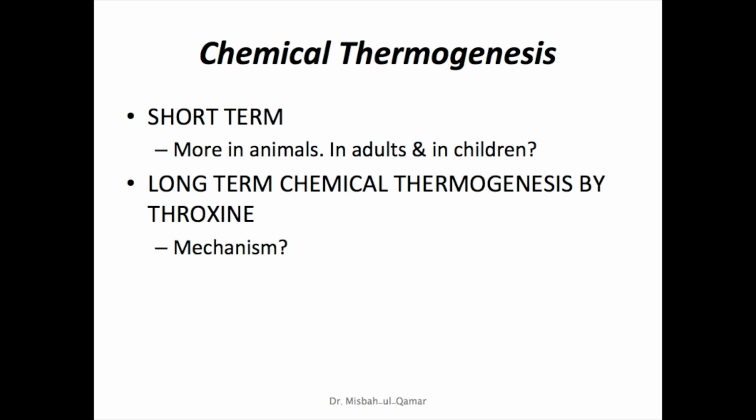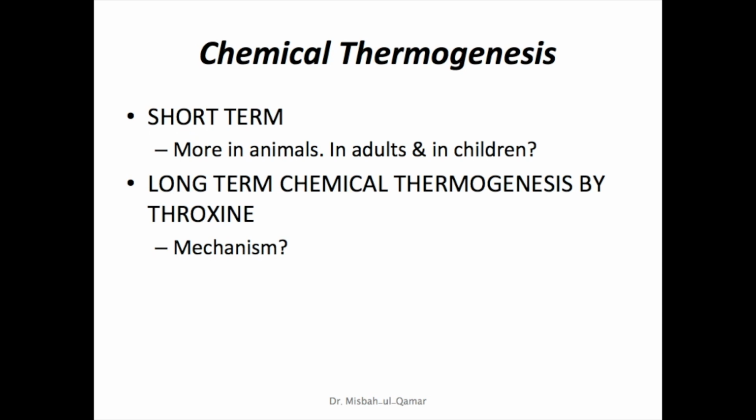Well, don't get your hopes very high, because this phenomenon is only more pronounced in animals having brown fat. As far as humans are concerned, in adults, only a 10 to 15% increase in the heat production occurs by the chemical thermogenesis. But in children, the heat production can increase up to 100%.